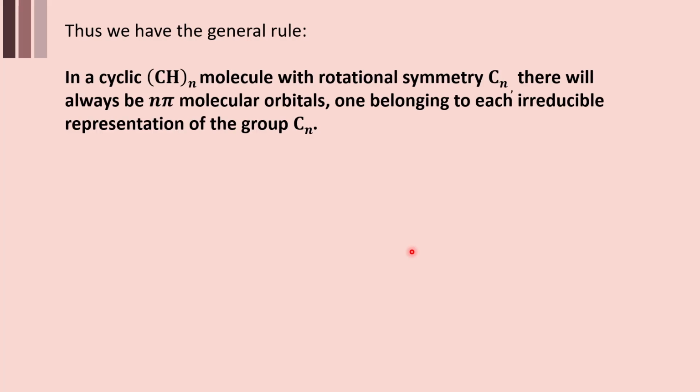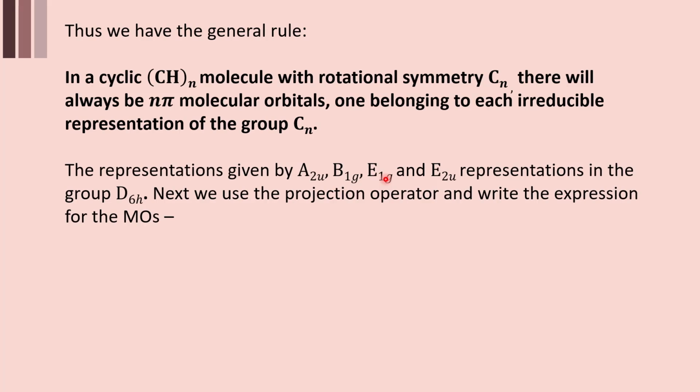So very conclusively, we can remark that in a cyclic system of type CnHn, with rotational symmetry Cn, there will always be n pi molecular orbitals, one belonging to each irreducible representation of the group Cn. You know very well that we have taken the sigma bond framework as a completed framework, and we are ignoring it completely. We are only talking about the pi molecular orbital system in this particular case.